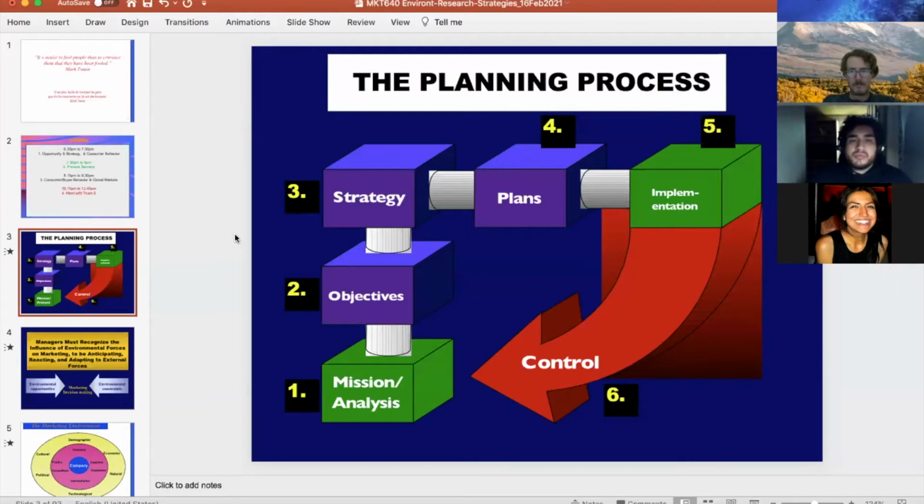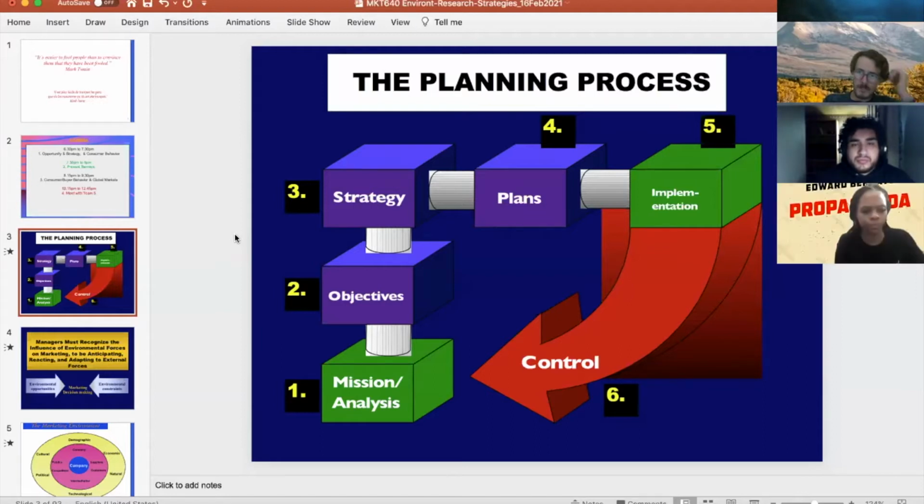So in the marketing plan, you'll have a structure which is very formalized as being the mission, the objective, the strategy, then the plans. What would be the other word for plans? Mission? No, for the number 4 here, plans. So after the strategy, what do you have? Implementation. So yes, you implement, but what do you implement?